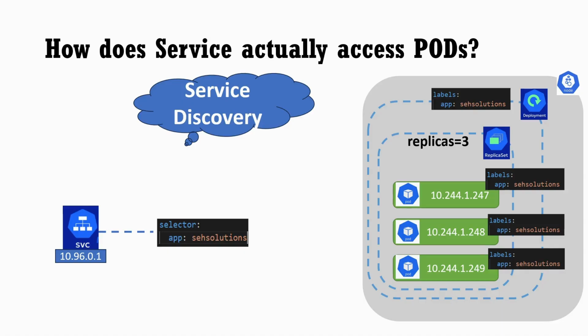The service does not care about pod IPs. Instead, the service keeps track of labels. Whenever new pods are created, the service uses its selectors to continuously look for pods with matching labels. As soon as it finds them, it automatically adds them as endpoints. I will explain this clearly in a live demo.